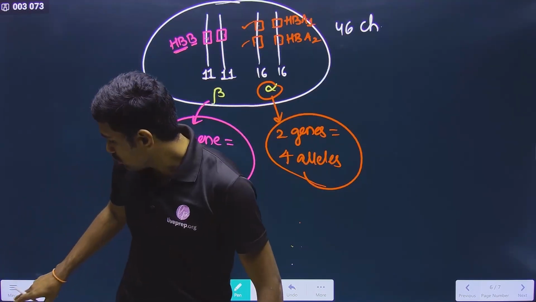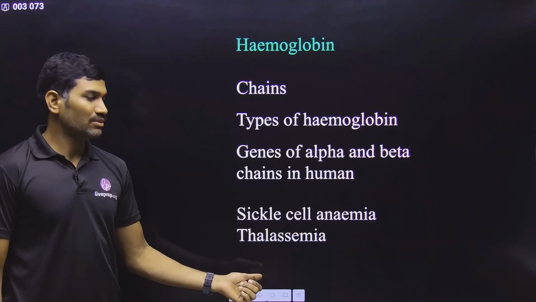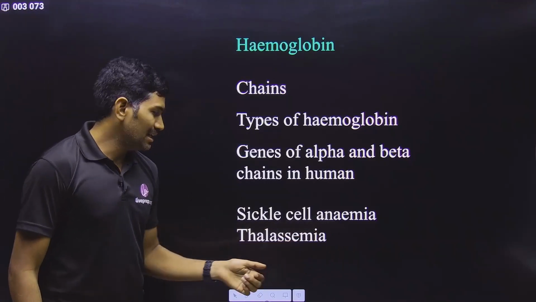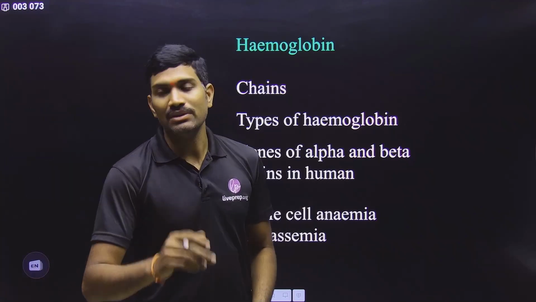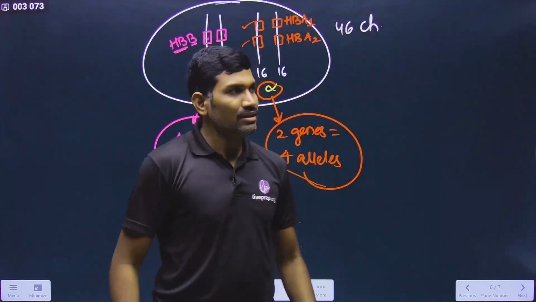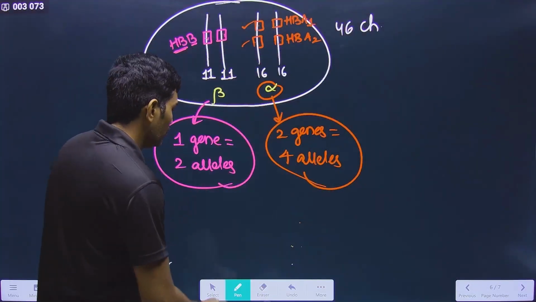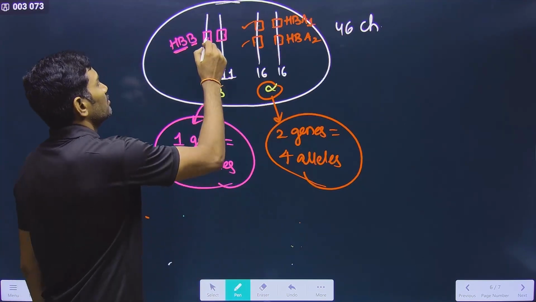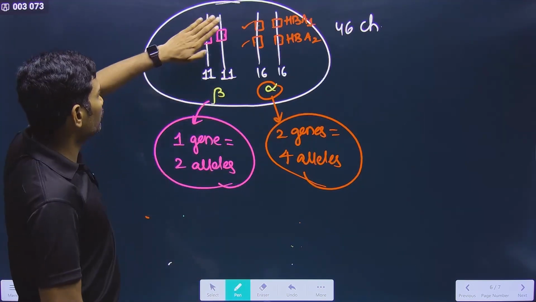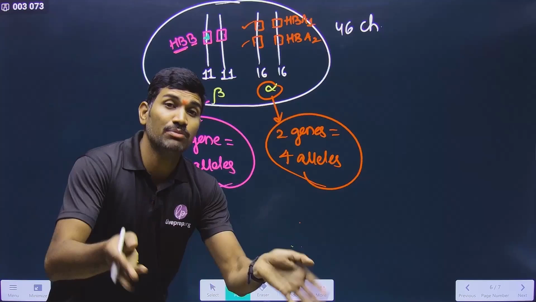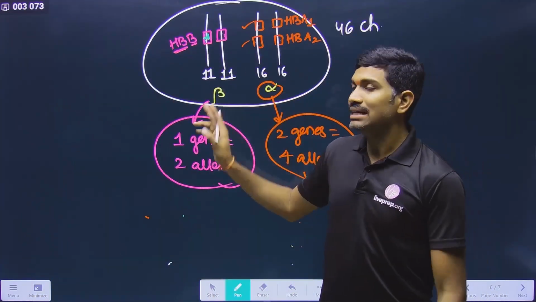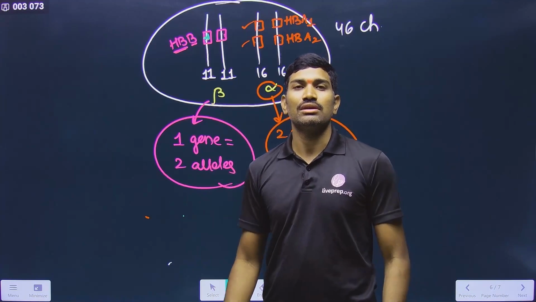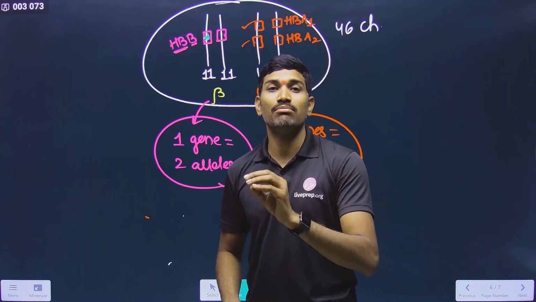And now I have told you two more names for diseases. What are these two names? One is sickle cell anemia, one is thalassemia. First I will tell you thalassemia. What happens in thalassemia? These are the genes. Suppose there is a mutation in the gene. Because of the mutation, beta chain is not produced. Understand this. Due to some mutation, beta chain is not produced. If it is not produced, that is called beta thalassemia.